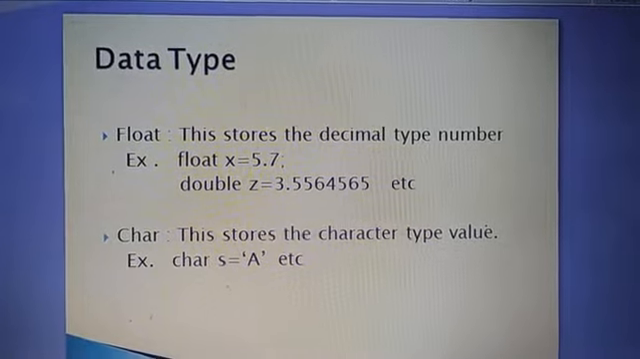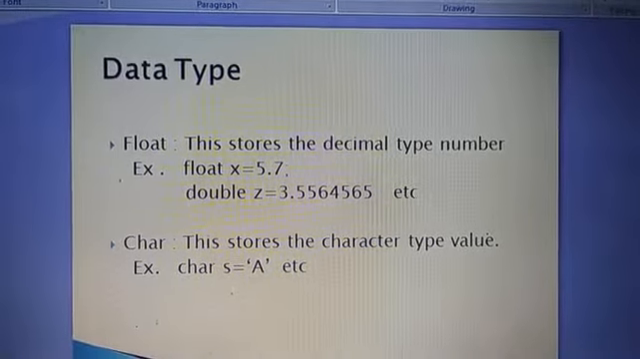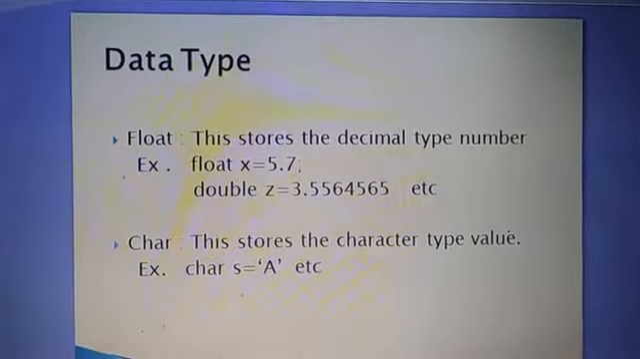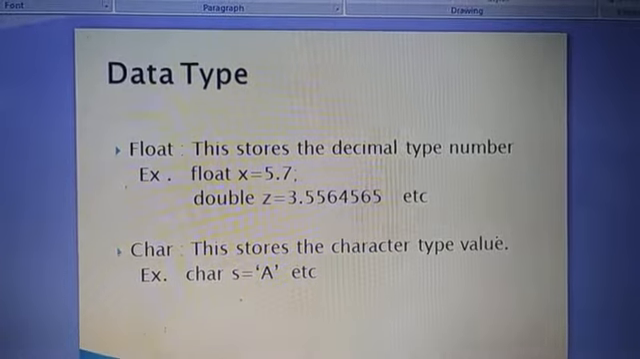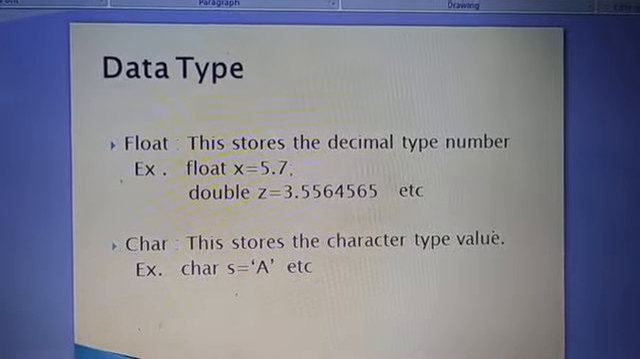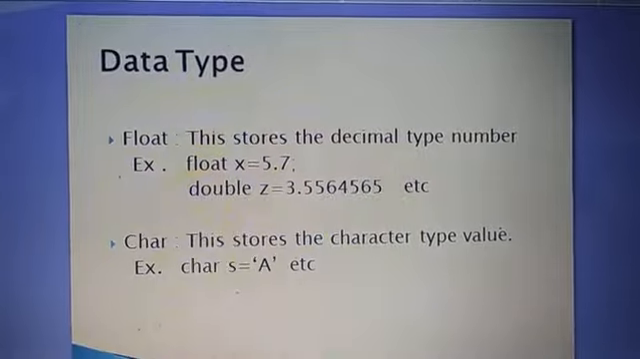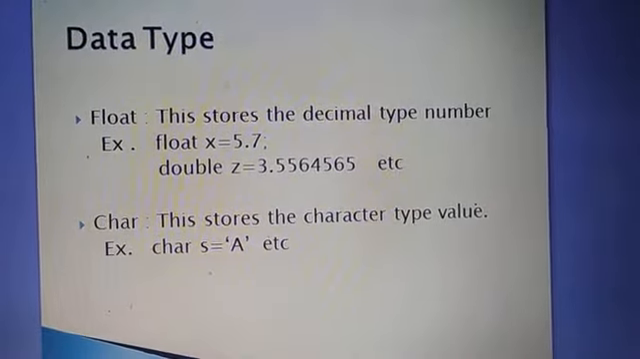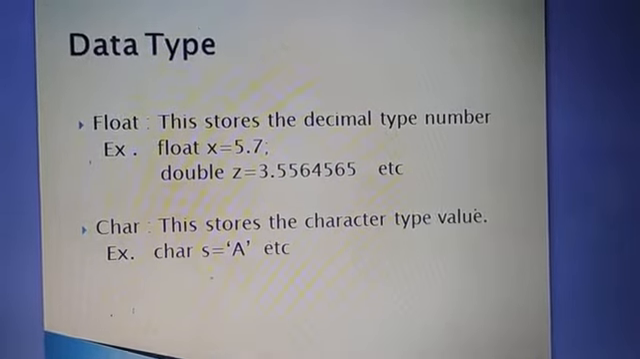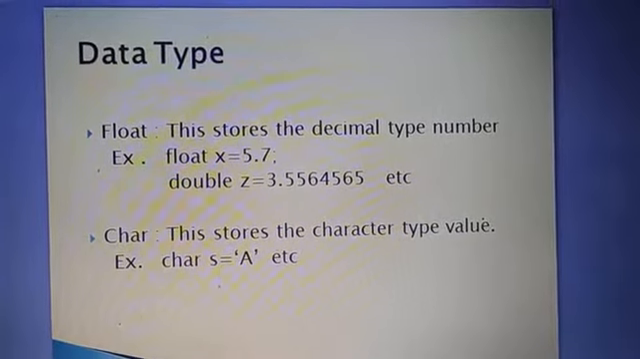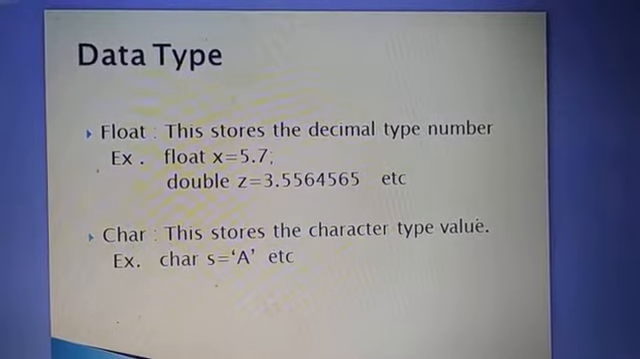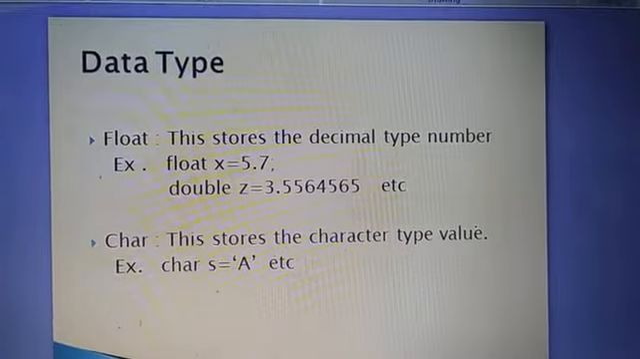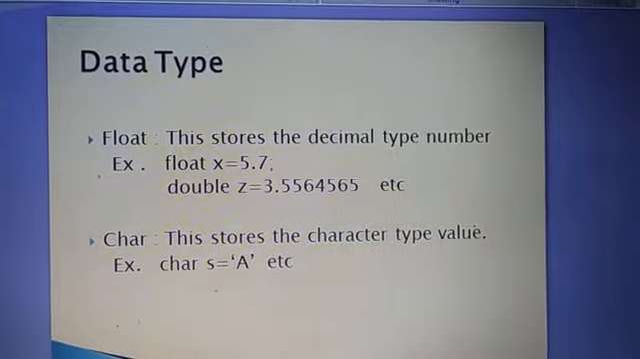Then float or double. This is used for storing decimal values, and double is used for storing very large numbers as well as very small numbers. For example, the distance between the sun and earth is very large in kilometers, so that number can be stored in a double data type. Then char, character, is used for storing a single character, like I have written char a equals 'a'. So always remember, a character is written in single quotes.